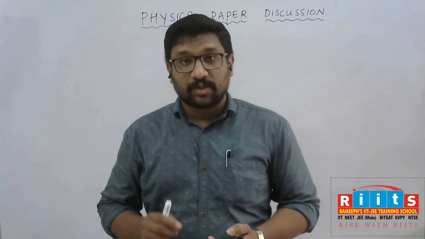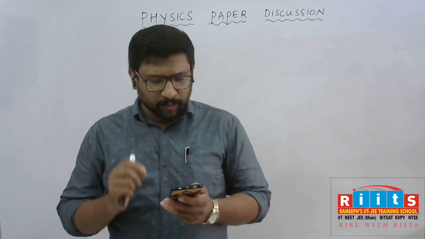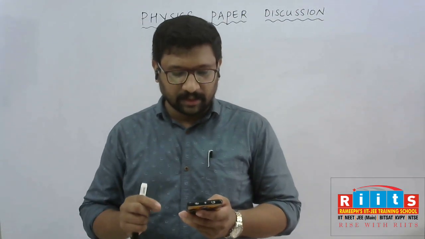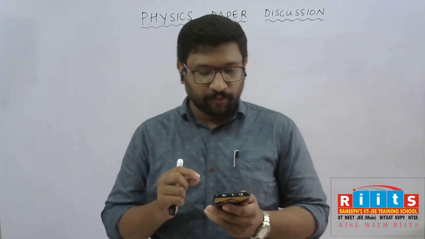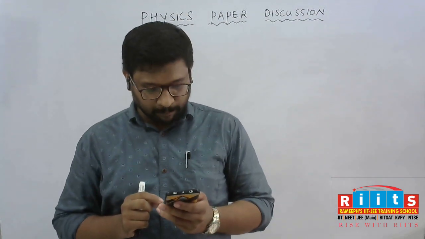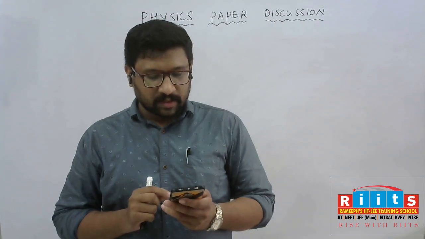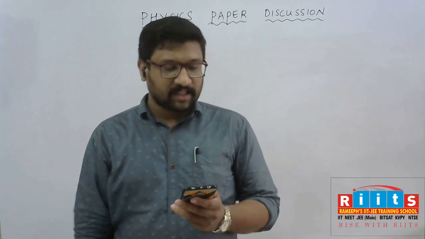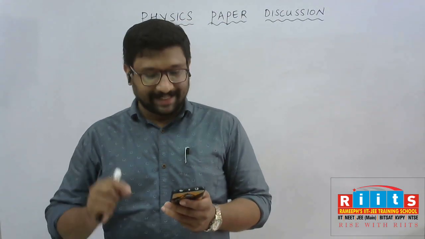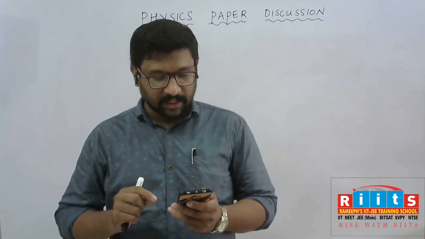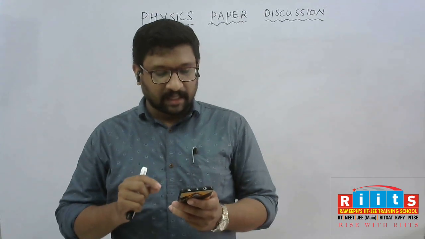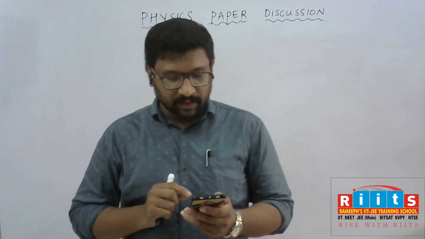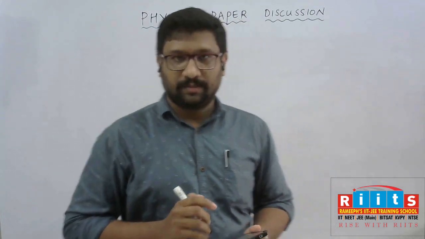Okay, let's go with question number 8. A luminous object is placed at a distance of 30 cm from the convex lens of focal length 20 cm. On the other side of the lens, at what distance from the lens should a convex mirror of radius of curvature 10 cm be placed in order to have an inverted image of the object coinciding with the image formed by the lens?